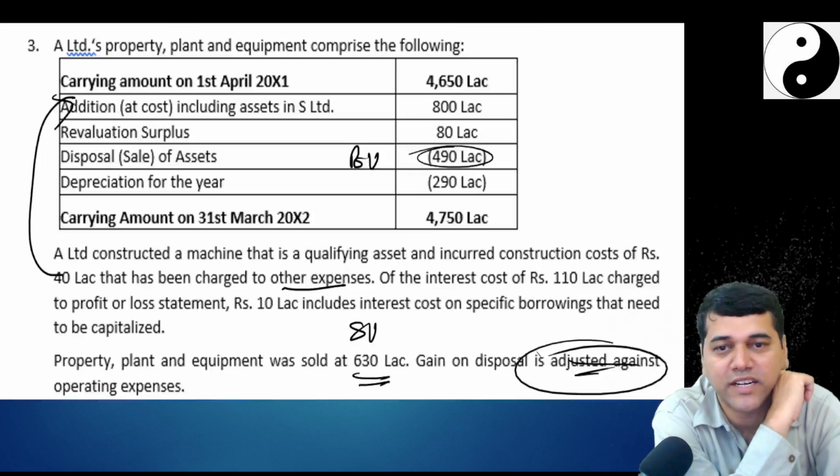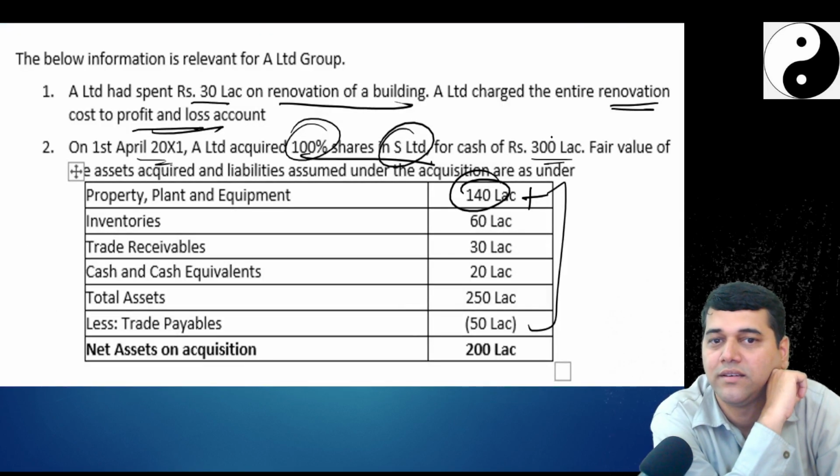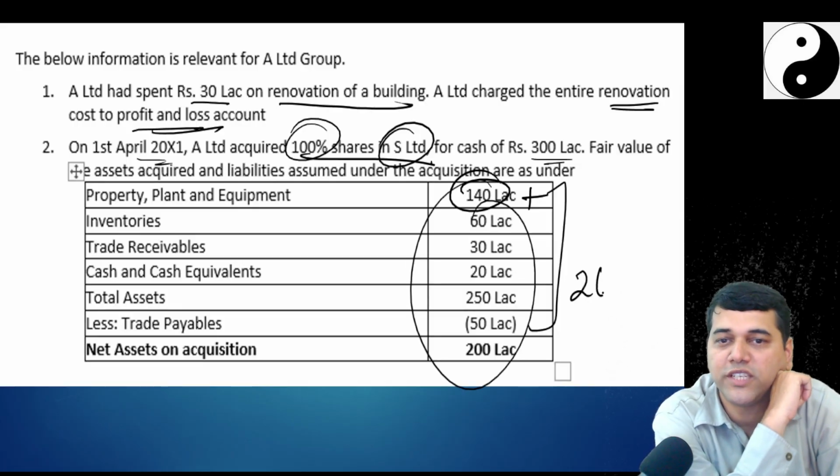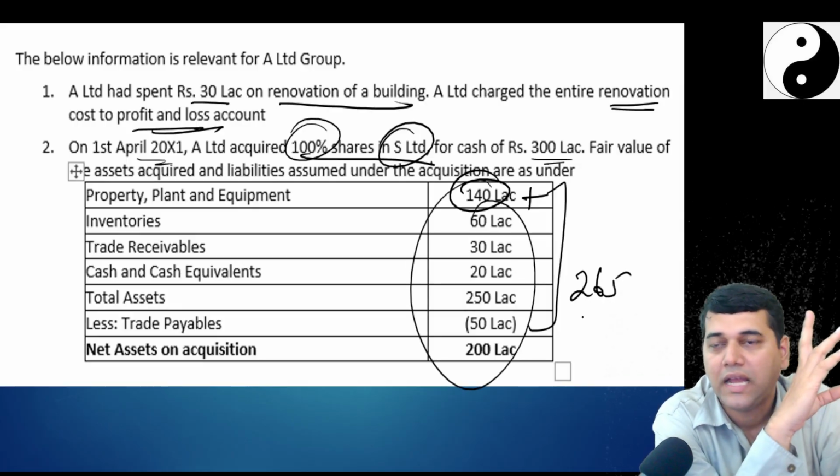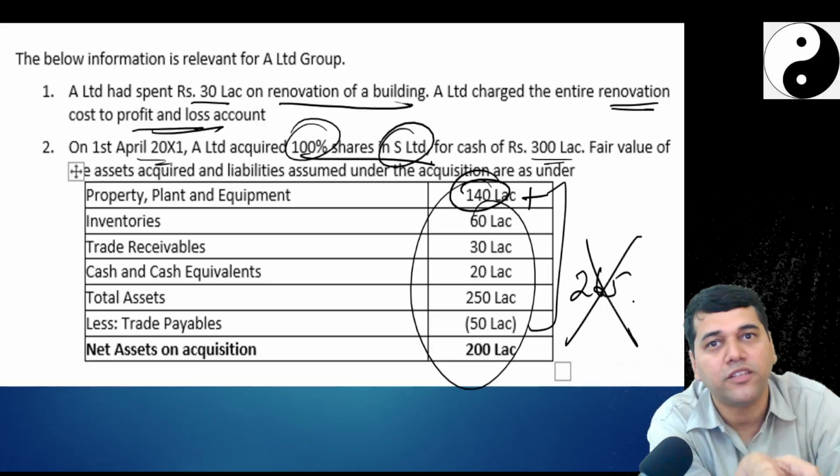When you acquired 100% of the subsidiary, 265 must have been the goodwill. And at the end of the year, you impaired this goodwill. That's why this goodwill is not shown in the balance sheet.